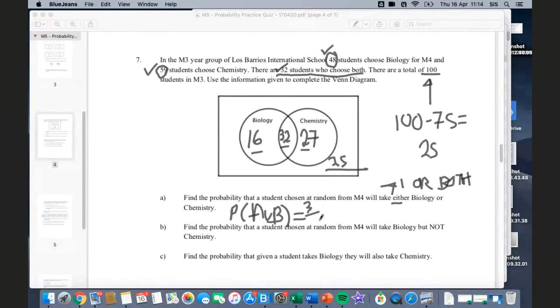Finally, the probability that students chosen at random from M4 will take biology but not chemistry. I think this one's a little bit easier than A, to be honest, based on what we've done. So we're going to focus on the biology section of the Venn diagram, so set biology, but we're not going to focus on the intersection between biology and chemistry. So it's just this time going to be the 16. So the 16 out of 100, that simplifies to 8 over 50, which finally simplifies down to 4 over 25.